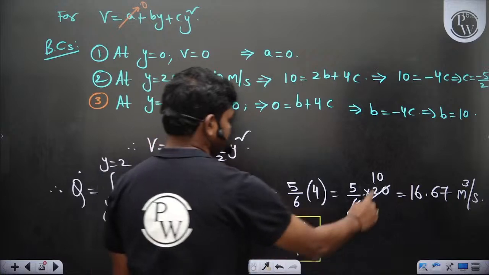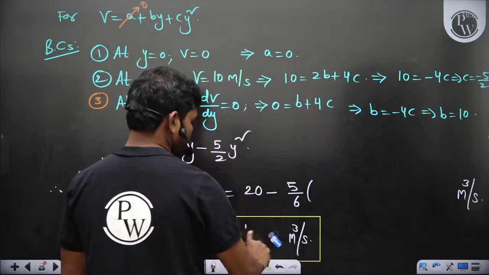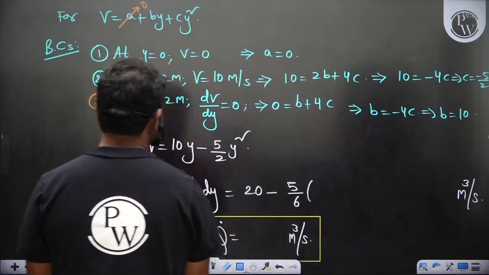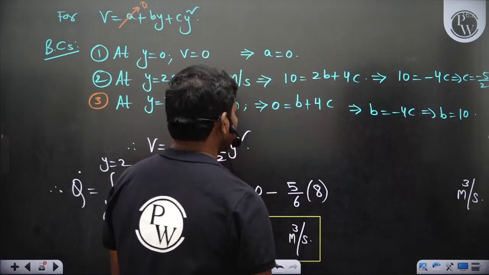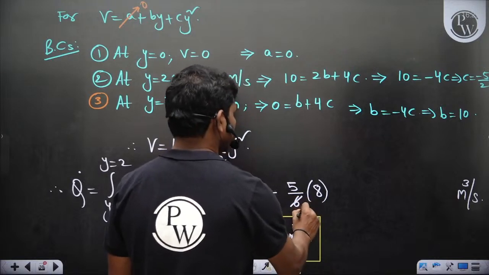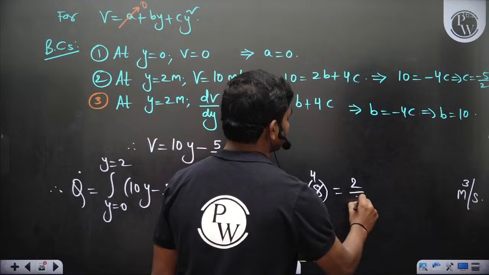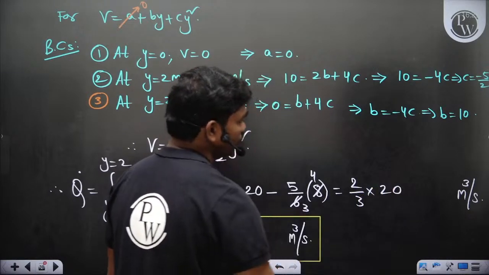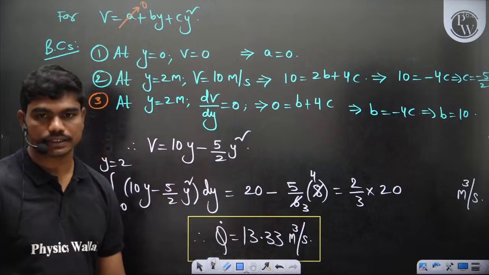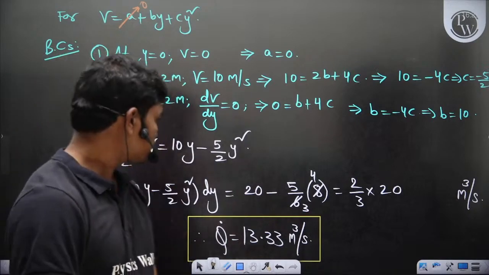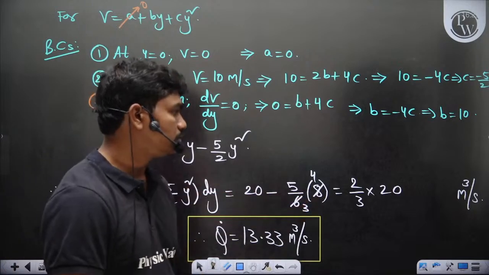There's a mistake here. If you see this integration, 5 by 6 into 2 cube is 8 actually here. Okay, so this is 3, this is 4. So 1 minus 1 by 3, so 2 by 3 times 20. So 40 divided by 3, 13.33. Yeah, this is the integration. Because you can see y cube, so 2 cube is 8. That's how we have 8 here.